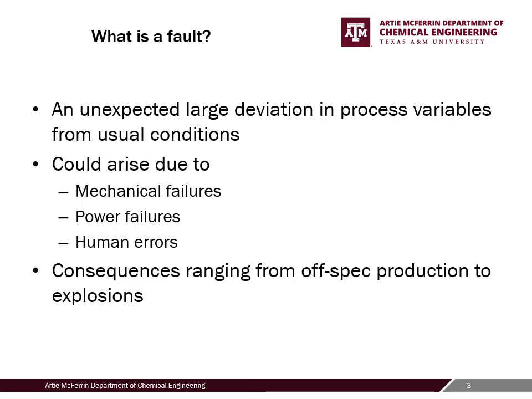So what is a fault? A fault is an unexpected large deviation in process variables from usual conditions. These could arise due to numerous factors including mechanical failures, power failures, and also human errors. The consequences of faults can range from off-spec production to explosions, resulting in injuries and also fatalities. In the next slide, we'll look at a couple of such examples where the consequences have been disastrous.